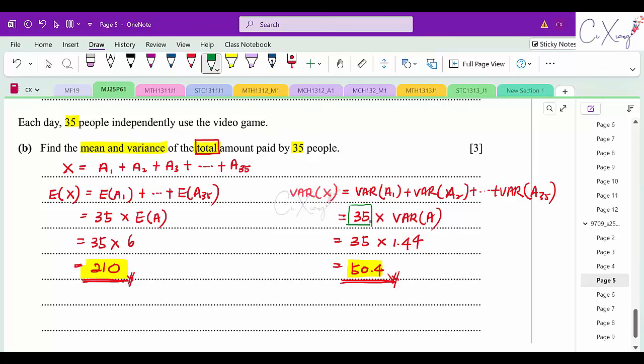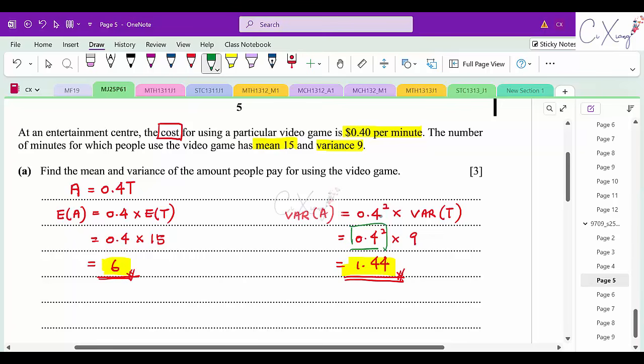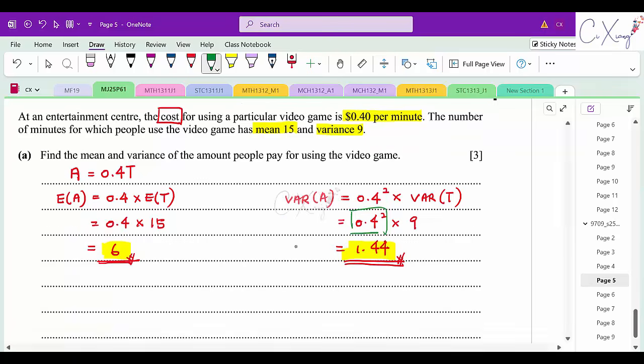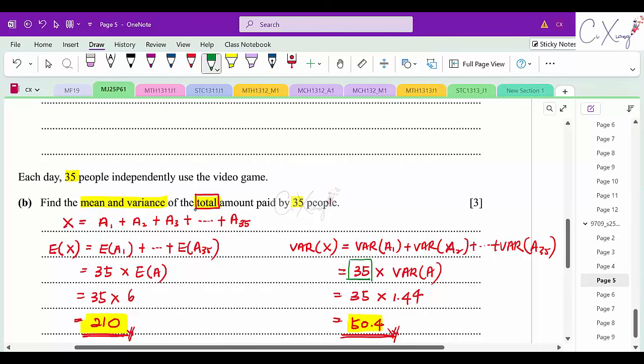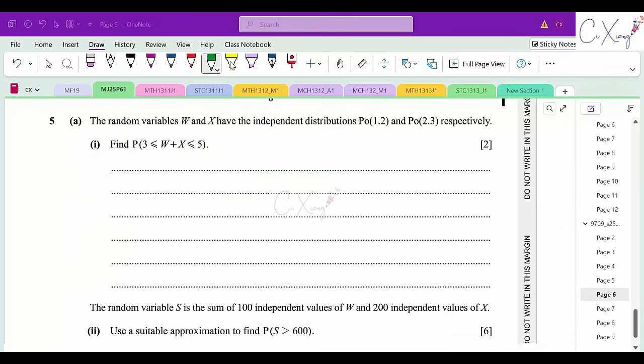And there's no square. But when they are talking about multiplication of the variable, as an example, like 0.4 multiplied with the T. This is multiplication, not summation, right? So 0.4 multiplied with the T, when you want to take out the 0.4 from the variance, then you have to square the constant term here. So that's the difference, all right? You basically have to look at the words provided in the question itself. So this is how we solve question number 4.